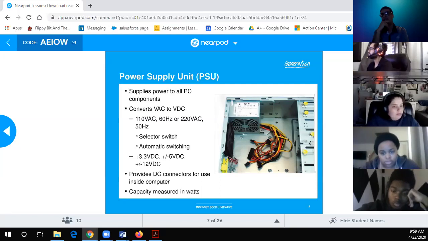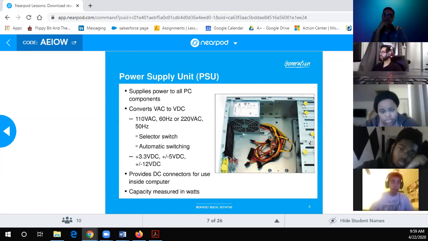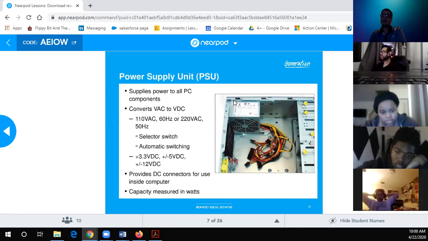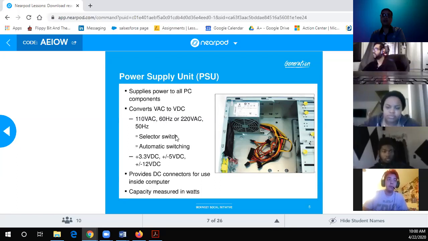At that point, everything is in DC. It comes in as AC and converts it into DC. That's its job. Convert everything that's in voltage of AC to DC. And then the overall capacity of this unit is measured in watts. So the amount it can grab from that 110 to make different types of DC is measured in watts, which is your volts times amps. Any questions or doubts?